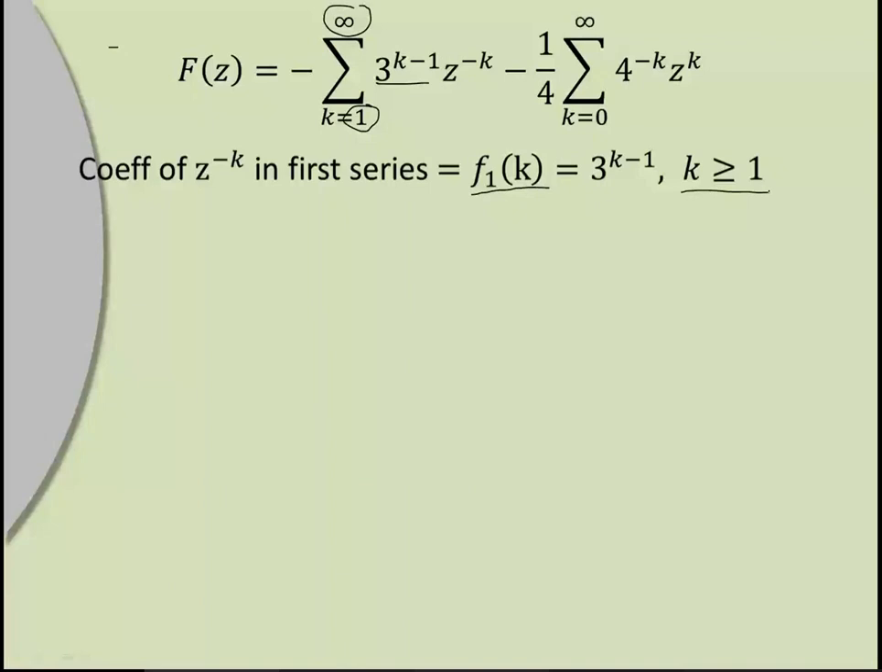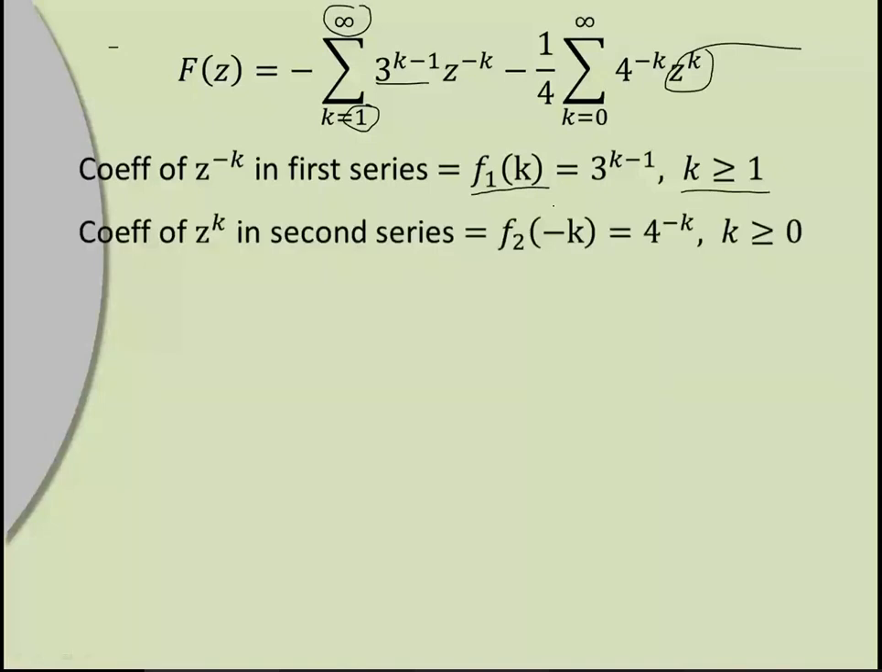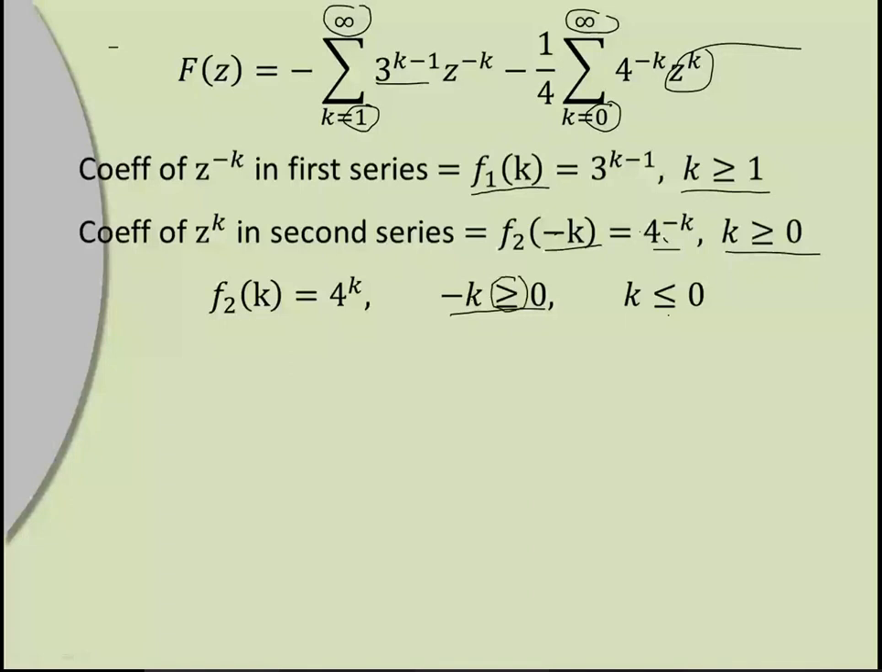Now, consider the coefficient of z raised to k because positive powers are there. So we get f of minus k, and that is 4 raised to minus k. K is taking value from 0 to infinity. K is greater or equal 0. But we want the positive term f of k. So change the sign of each k. So f2 of k will be, changing the sign, minus k becomes plus k, and k becomes minus k greater or equal 0. Multiplying both sides by a negative sign, the inequality gets reversed. So k will be less or equal 0.